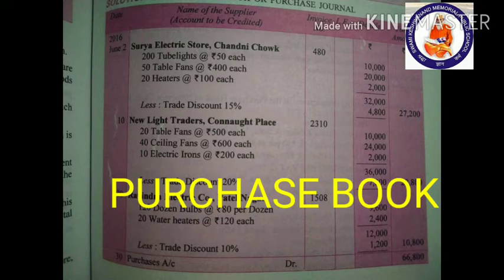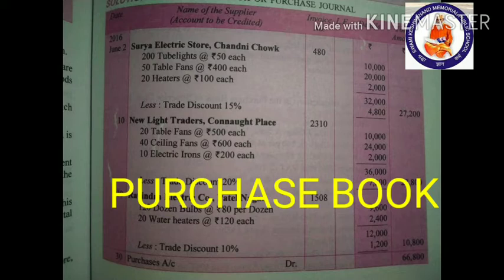These are the different books, also called the books of original entry. They are books of original entry because in these books transactions are first recorded. Like in journal we used to record, like in cash book we used to record, in these also the transactions are first recorded. That's why these are called the books of original entry.